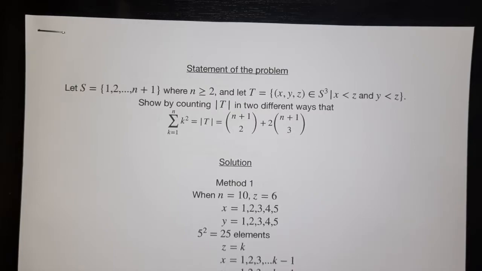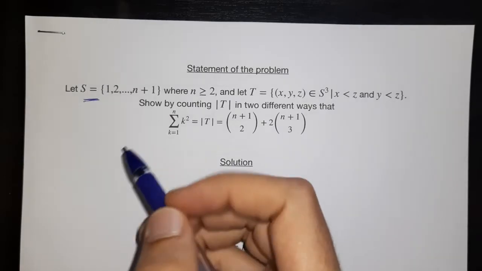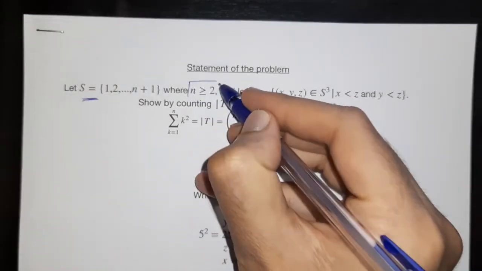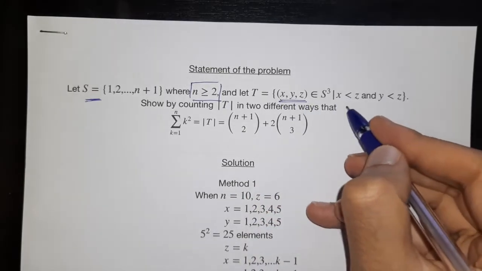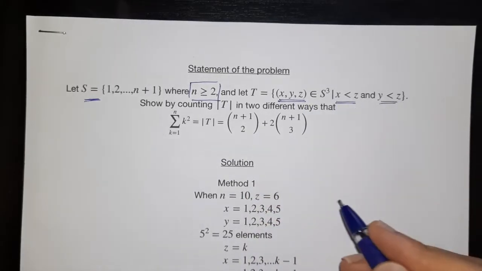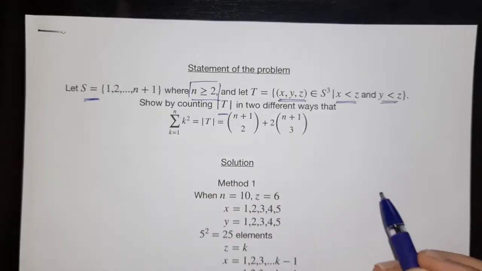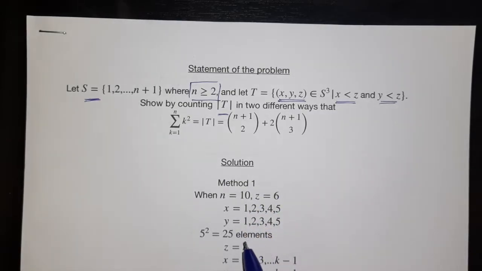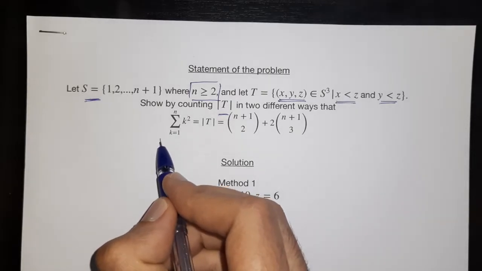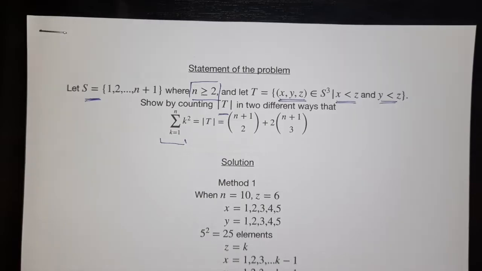Let us look at the statement of the first problem that will serve as a launch pad in enabling us to set up the proofs. Let S equal the set from 1 to n plus 1, where n is greater than or equal to 2. And let (x, y, z) in S cubed be a member of T if x is less than z and y is less than z. Show by counting the number of elements in T in two different ways that the sum from 1 to n of k squared equals the number of elements in T, which equals n plus 1 choose 2 plus 2 into n plus 1 choose 3.